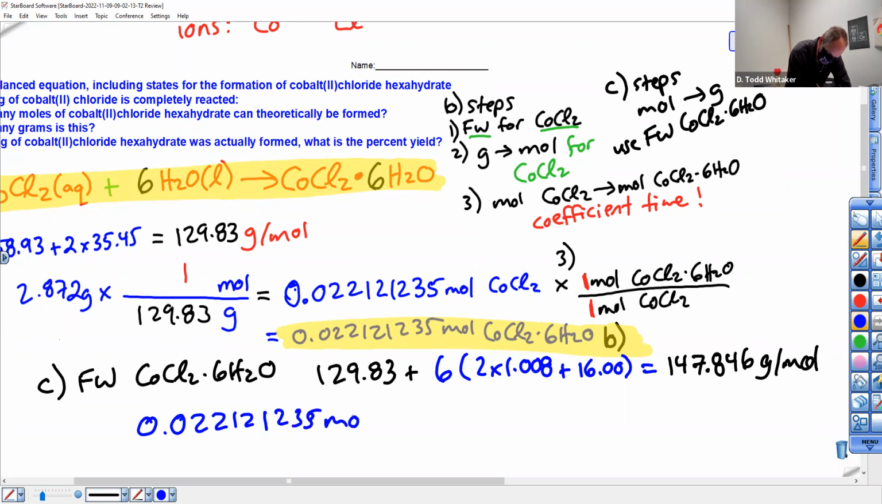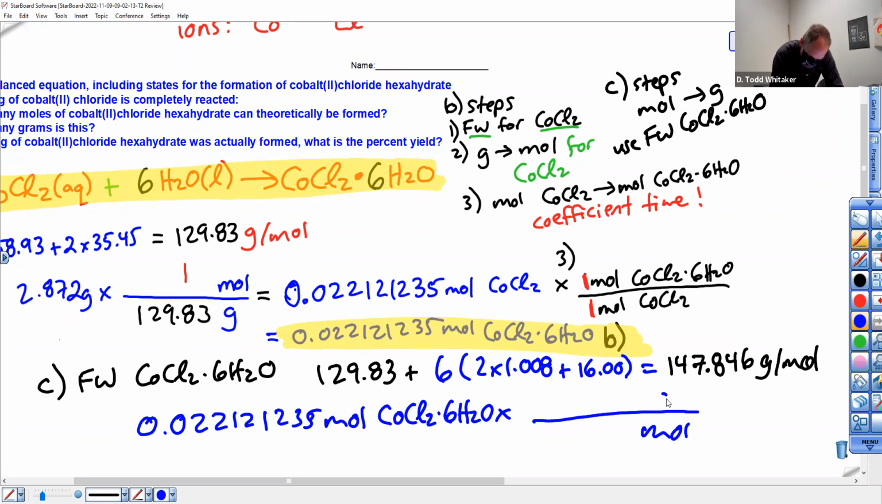1235 moles COCl2. Wow. Computer knows I'm up against it, so it's messing with me. Not really. COCl2·6H2O times something that gets rid of moles and gets me grams. 147.846.